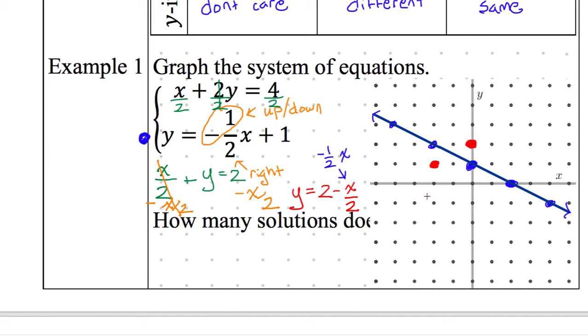Wait, shouldn't it be right 2 though? Yeah, right 2. Yeah, down 1, right 2. So it should be like that. Down 1, right 2. And I can do the same thing again. I can use Andres' rule of saying down 1, right 2. And I can go again. Down 1, right 2. And I can go backwards too. I can go left 2, up 1. Left 2, up 1. And then go ahead and make a line that goes through all those points.